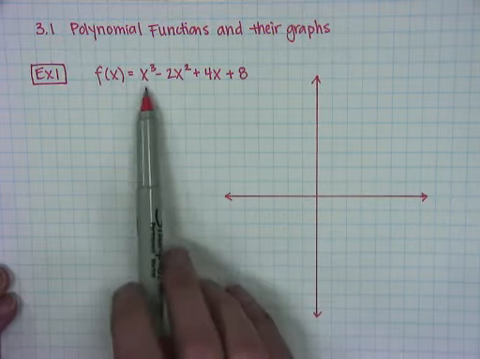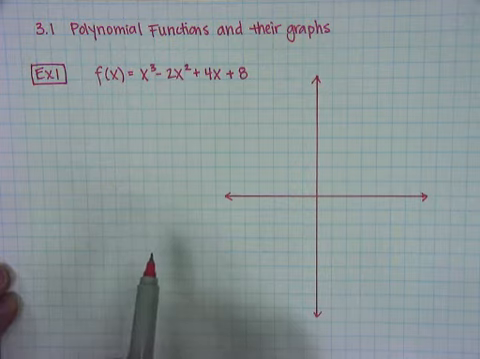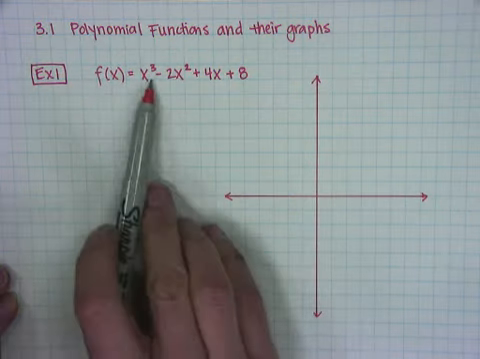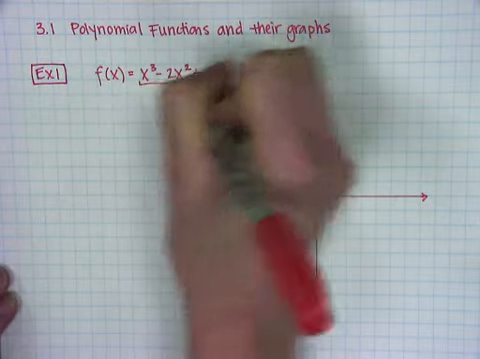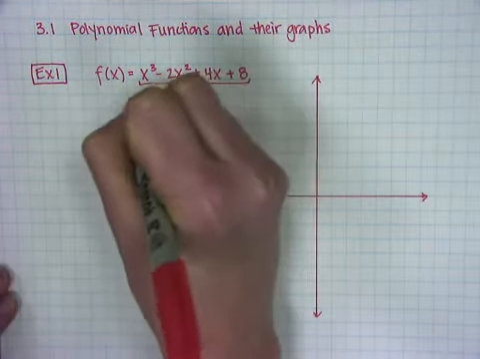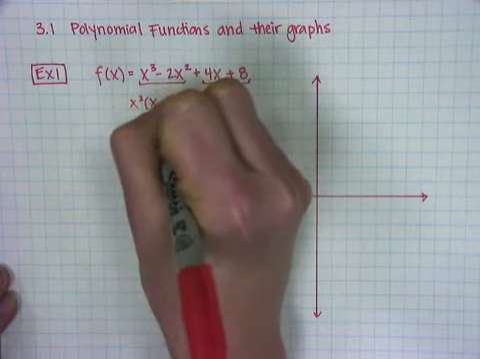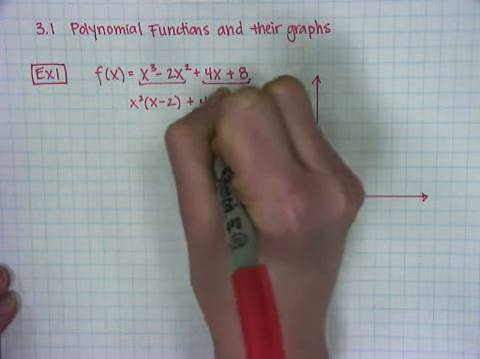This guy is definitely an example of a polynomial, and to begin with, if I'm going to do anything with it, I want to factor it. So I see that there are 4 terms, which tells me I'm going to factor by grouping. So I'm going to group the first 2, group the last 2. I can factor out an x squared, which leaves me with an x minus 2. And I should be able to factor out a 4.